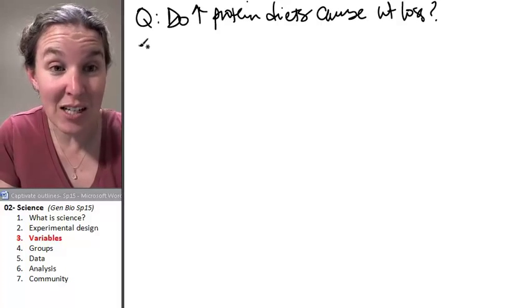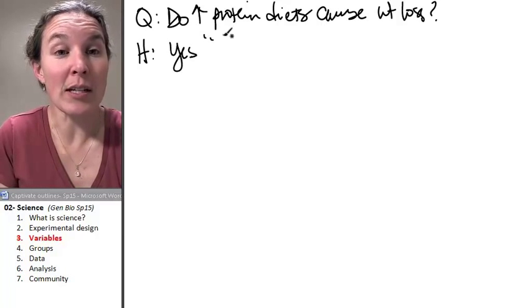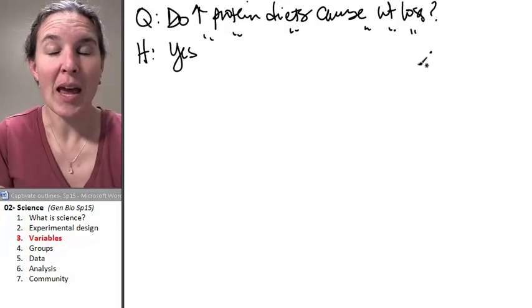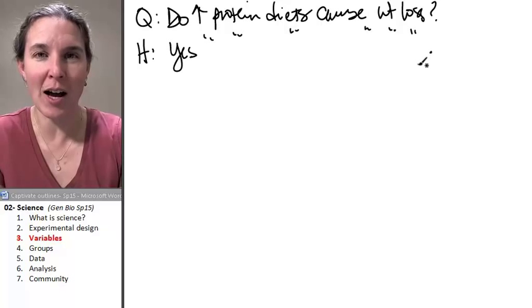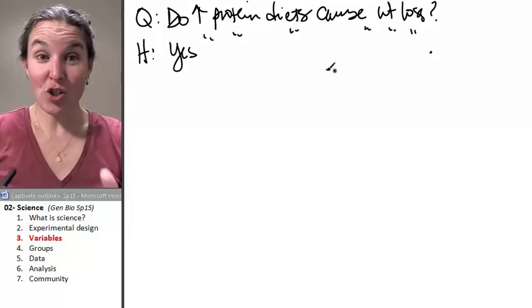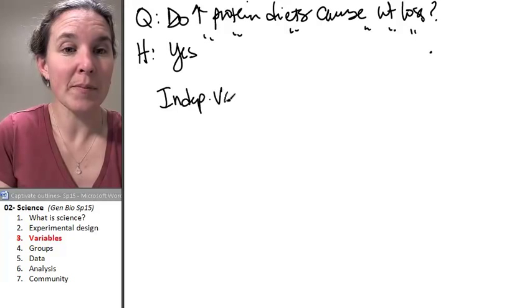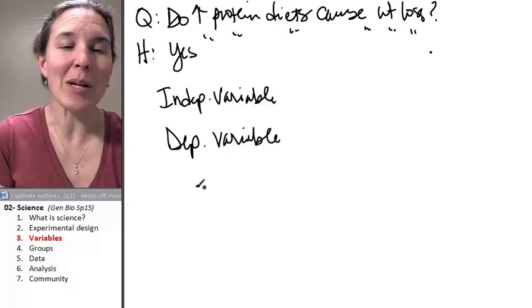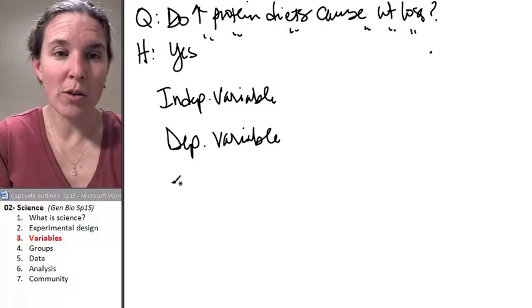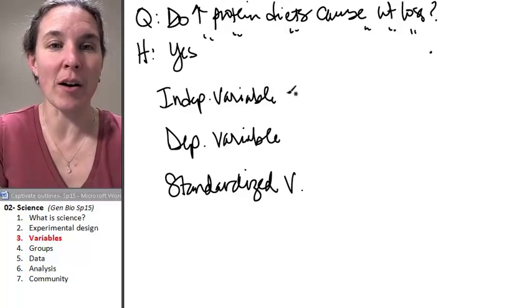So let's make that question into a hypothesis. My hypothesis is going to be yes, that high protein diets cause weight loss, period. And that I'm explaining a phenomenon of weight loss that happens upon a high protein diet. Now, if we're actually going to do this experiment, we need to identify an independent variable, a dependent variable, and we need to identify a whole lot of standardized variables. All right, let's identify them.